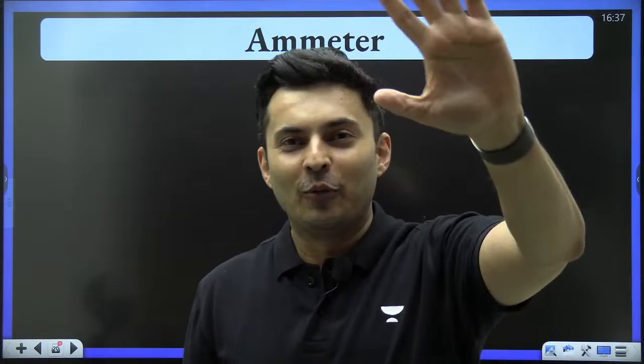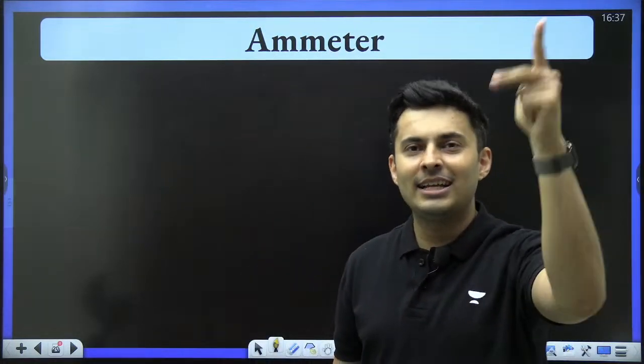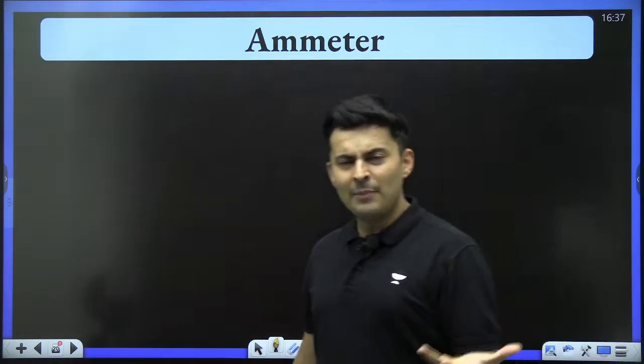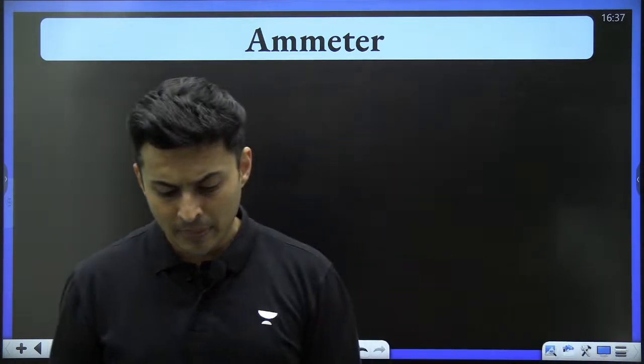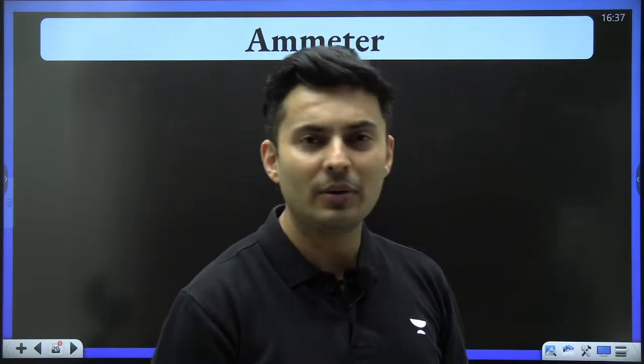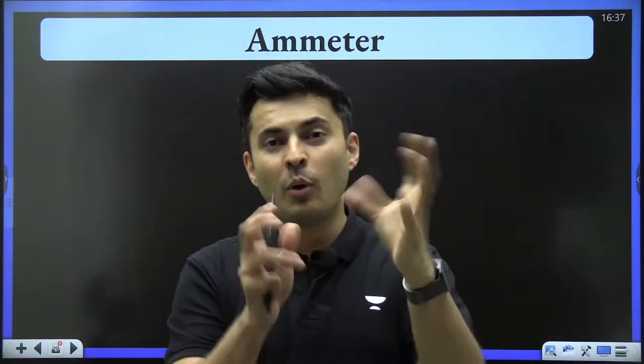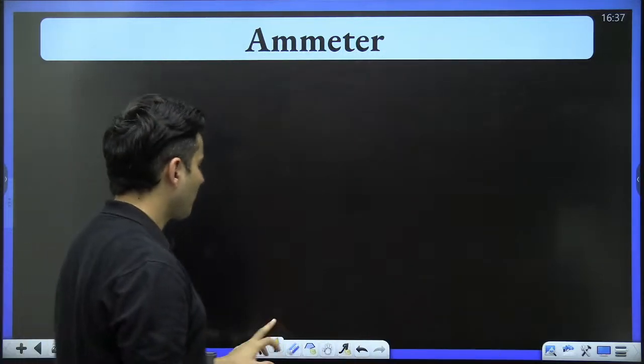Okay. So voltmeter done, galvanometer done. Let's go to ammeter now. Ammeter will measure, like I told you, current. And ammeter at the end of the day, I have told you, it is nothing but a galvanometer, but you modify it.